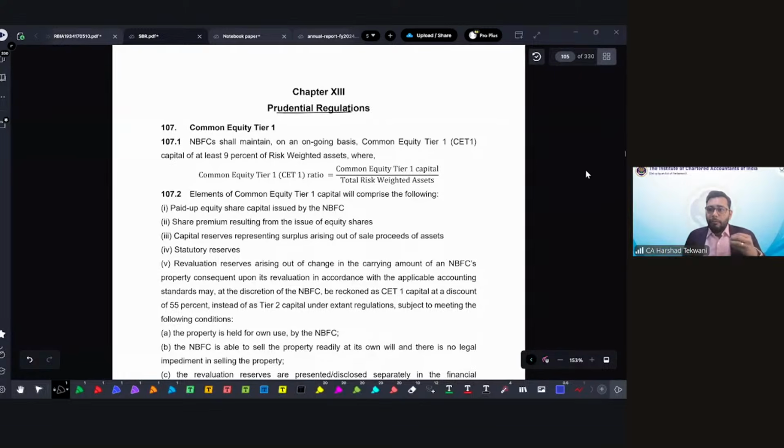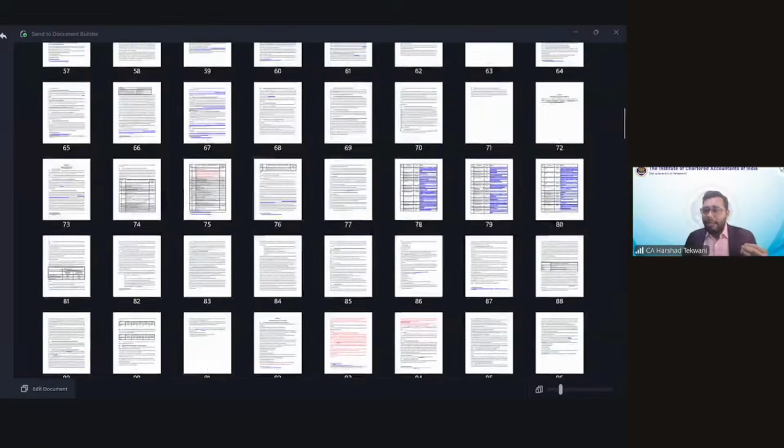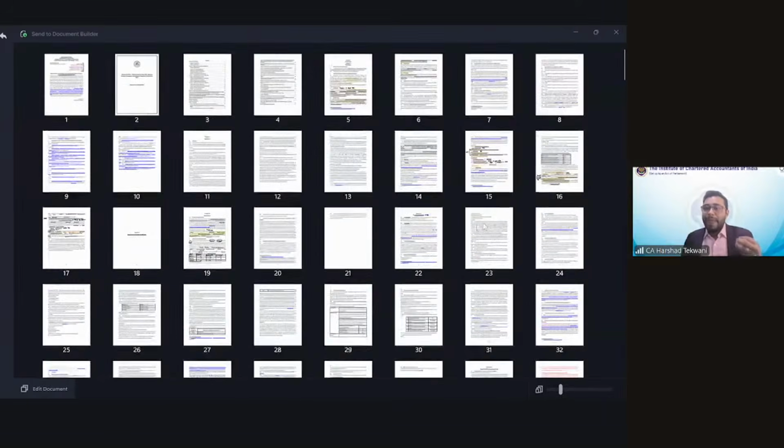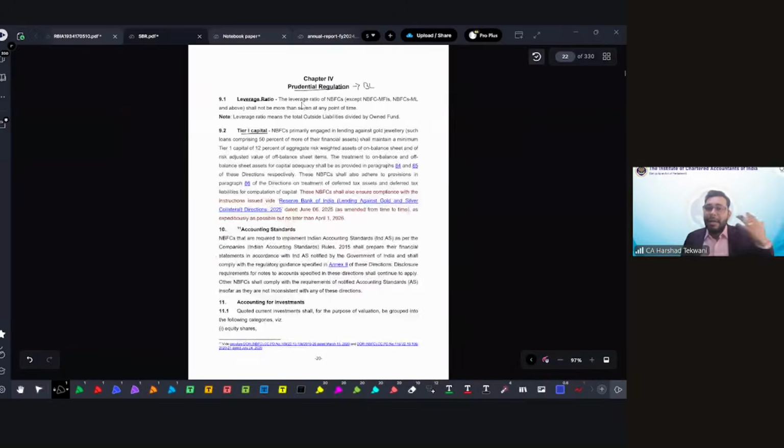So when we discuss the base layer, that is applicable to all the NBFCs, till the time any specific requirement is not provided in the middle layer or upper layer. And there are scenarios where a specific requirement is provided in the middle layer or upper layer. And we will discuss those specific requirements.